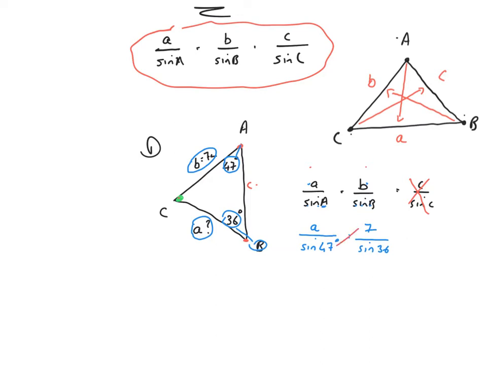Now my next move is I do something called cross multiply. That means you multiply that by that, and you multiply that by that. It's a diagonal multiplication. The reason why you can do that is because diagonal multiplication always works. If you've got half a pizza, that's the same as 2/4 of a pizza. Well, 1 times 4 is 4, and that would be equal to 2 times 2, which is also 4. So what we can do here is multiply diagonally. What I get then is a times sine 36 is equal to 7 times sine 47.